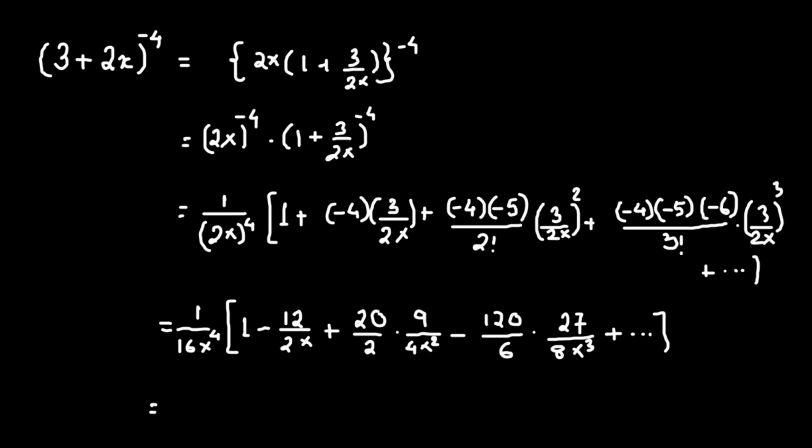And this would finally give us 1 over 16 x raised to the power of 4 times 1 minus, so we can factor out 12 and 2, so we have 2 times 6, 12, so this will be 6 over x. Then we have 4 times 5 is 20, so we can factor out 4 and 20, so this will be 5, and 5 times 9 is 45, so we have 45 over 2x squared.